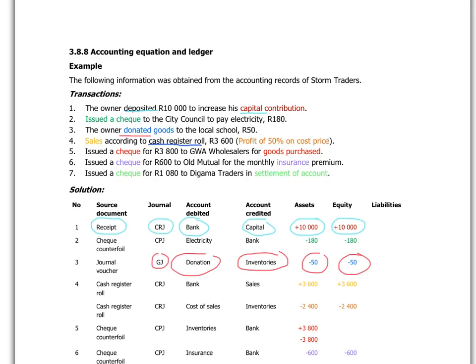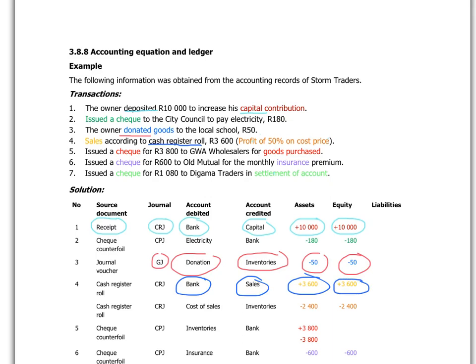So the one entry will be bank because the money was received in the bank. So the bank account will be debited. We sold goods, so the account that's credited will be sales. Bank is an asset. We've got more money in the bank now, so the assets increased with 3,600. Sales is an income that will increase the profits, so the equity will increase with 3,600.